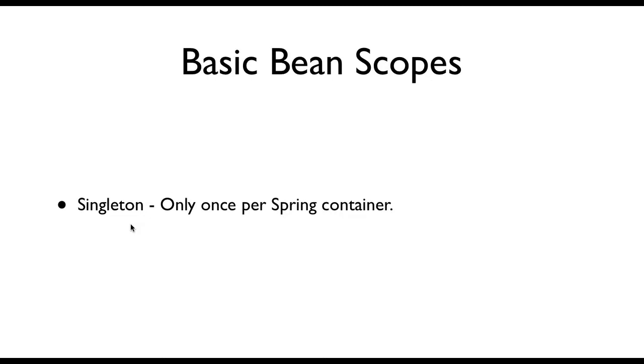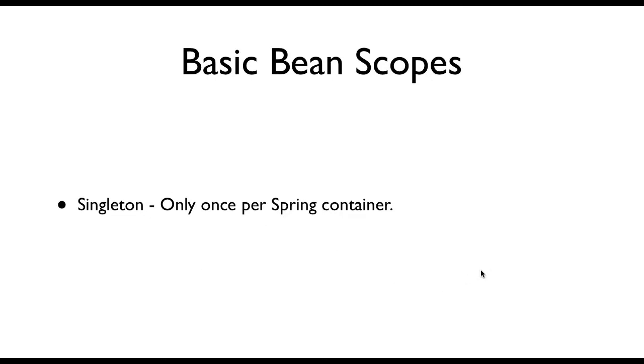Okay, so this is the default, and this is called the singleton. By default, all beans in Spring are singleton. We can override the scope and provide other scopes, but if we do not specify any scopes, it behaves as a singleton, and then there's only one instance per Spring container.